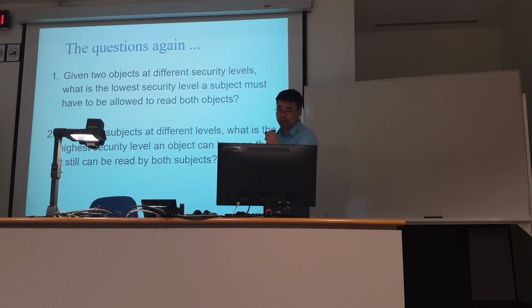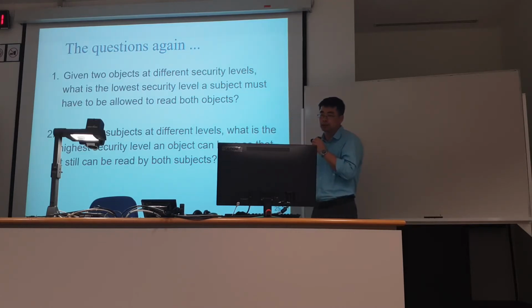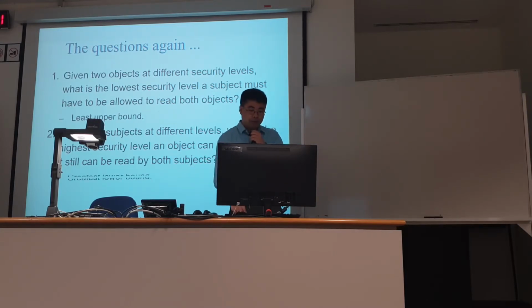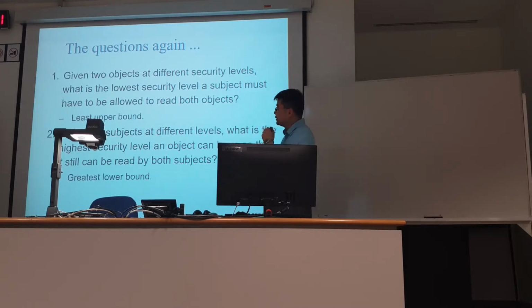So basically, why do we need to care about these two bounds? Because we can answer these two questions easily if we have a lattice. For the first question, we need to assign the least upper bound to the subject. For the second question, the answer should be a greatest lower bound, right? So they allow us to achieve the so-called principle of least privilege.